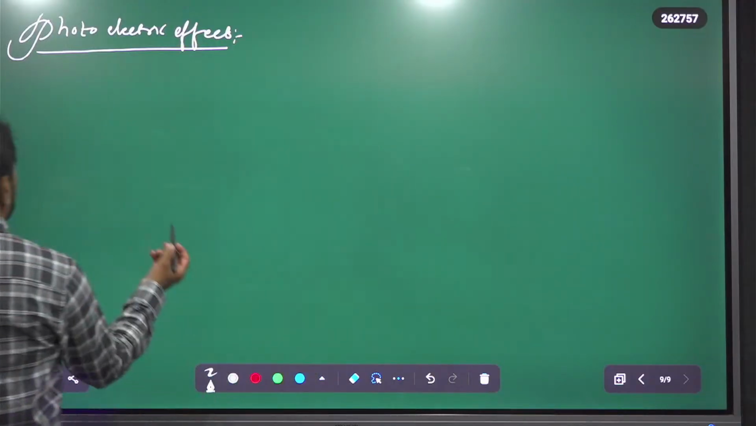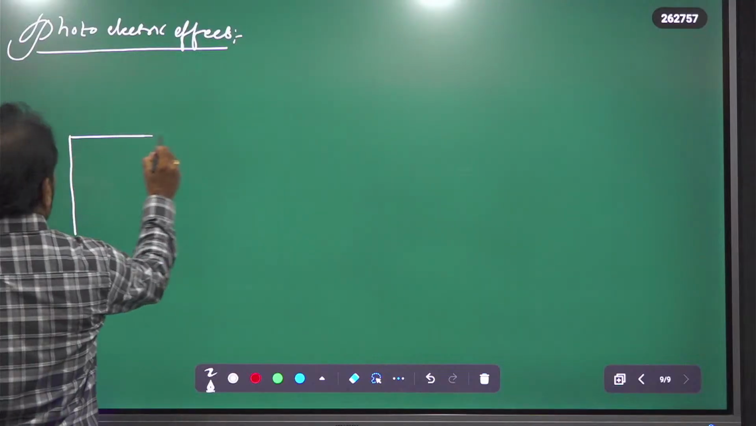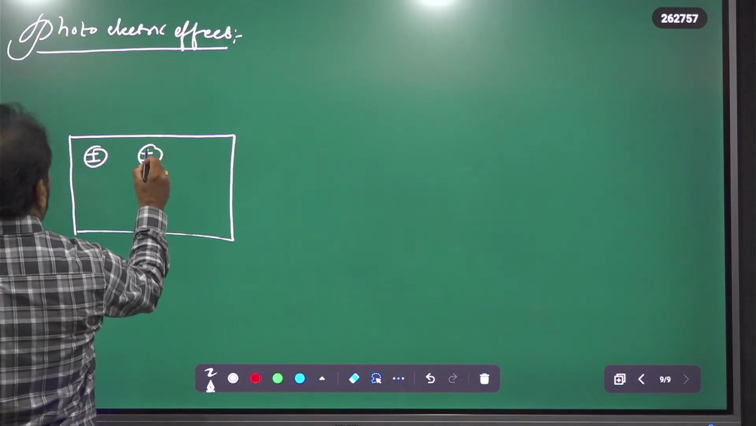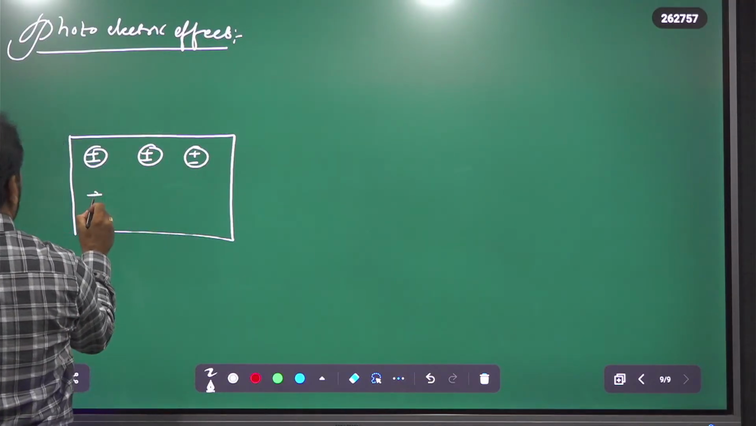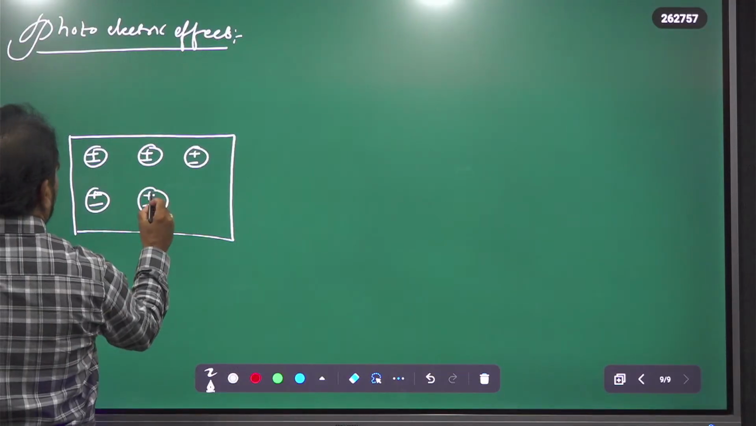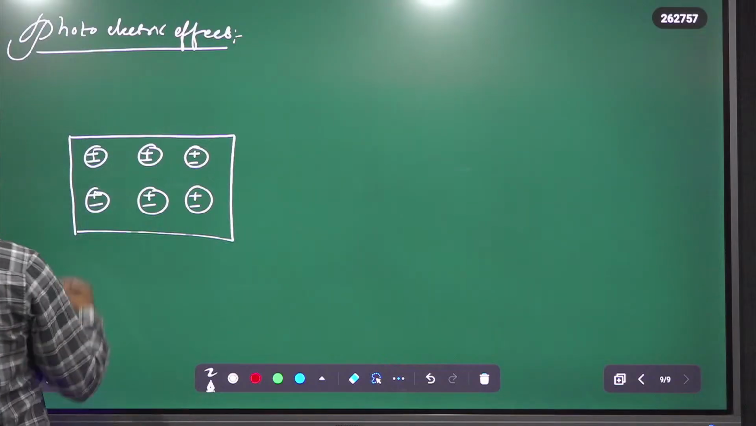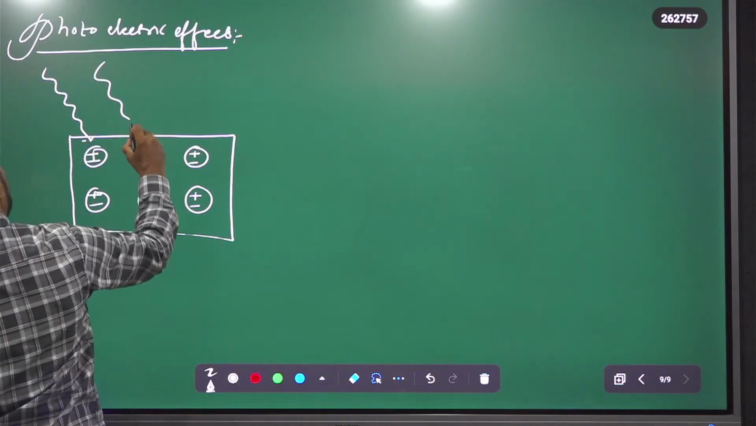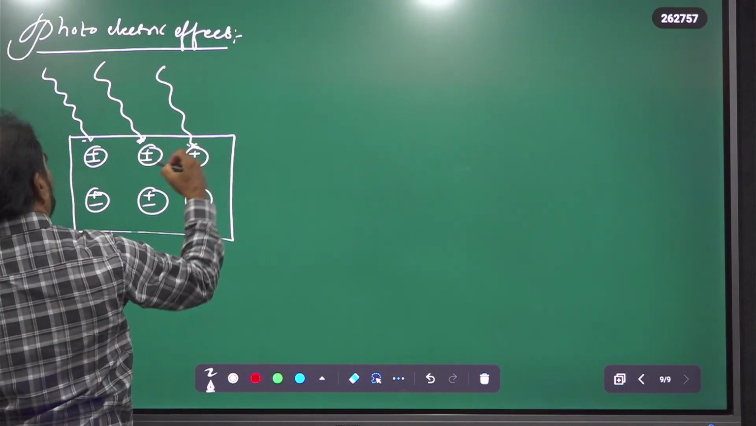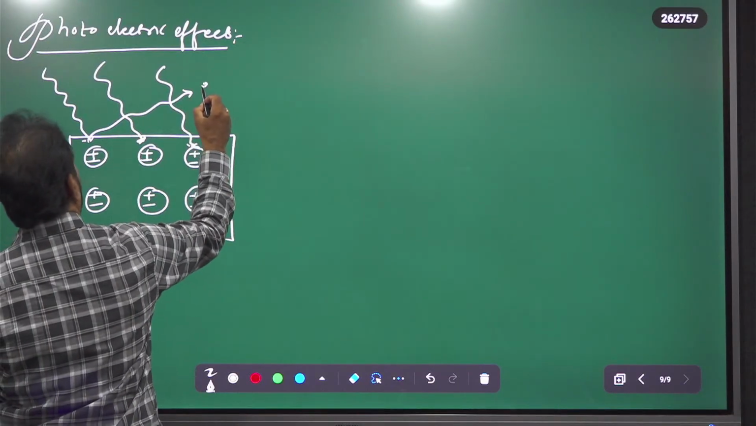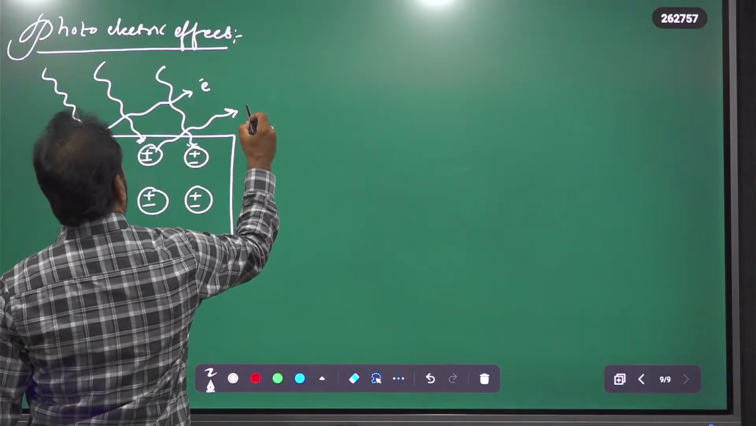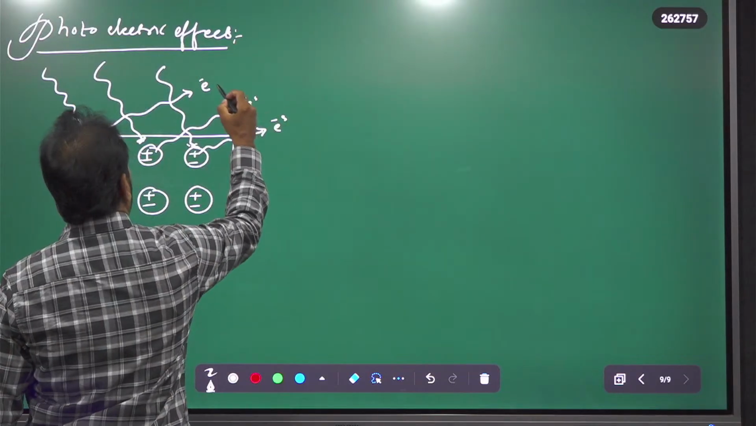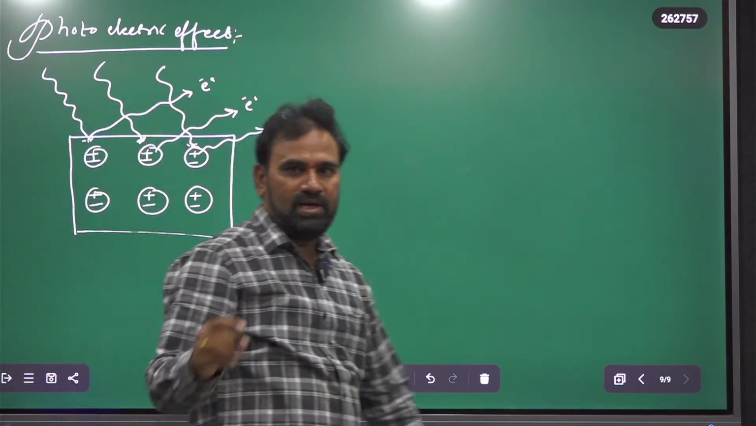Suppose we consider a metal. The metal consists of positive and negative ions, that means electrons and protons. When light radiation of suitable frequency or wavelength is incident on certain types of metals, electrons are ejected from the metal surface. This phenomenon is called the photoelectric effect.